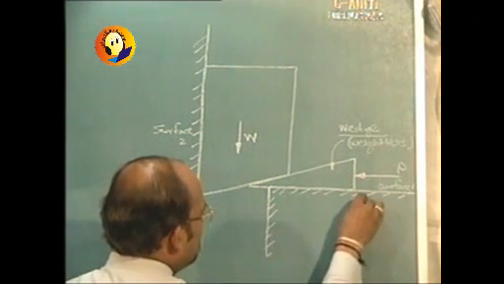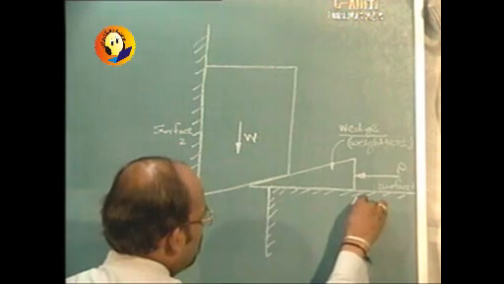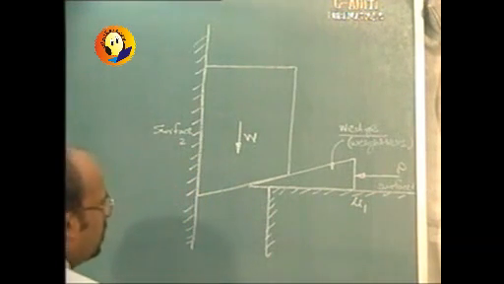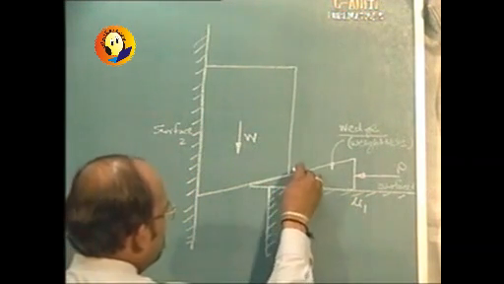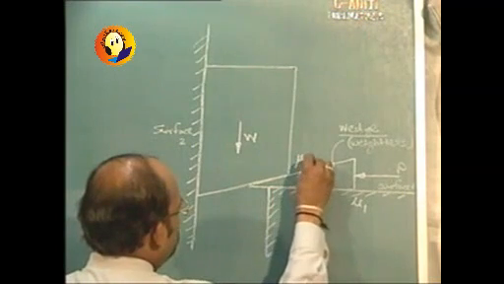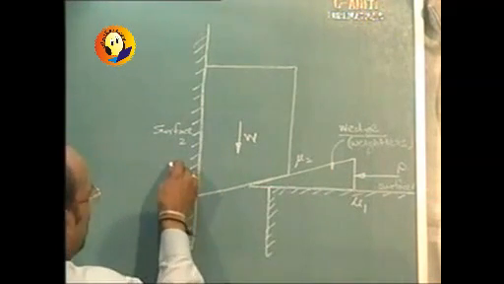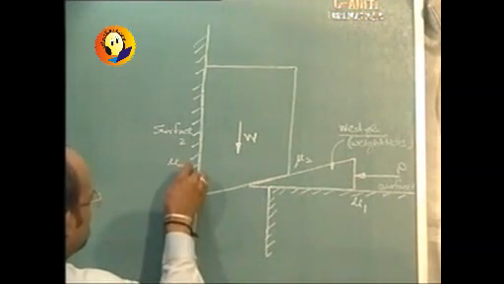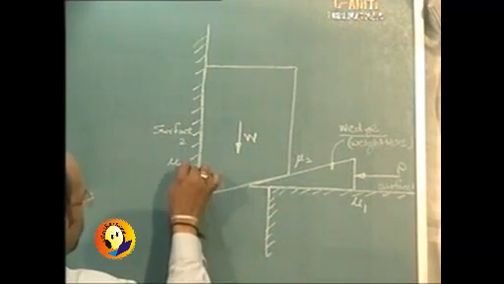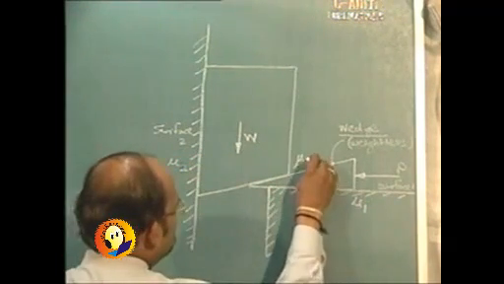Now the coefficient of friction in all the three contact surfaces could be the same or they could be different. Let us consider the case that here we have got the coefficient of friction as mu1. At this point there is coefficient of friction as mu2, and at the vertical surface it is say mu3 or surface 2. So let us call this as mu2 and this as mu3.